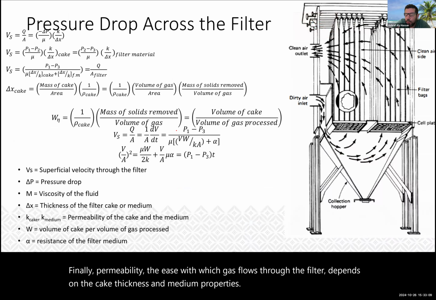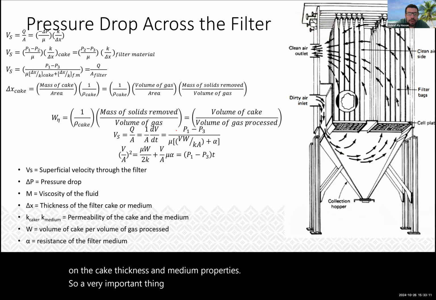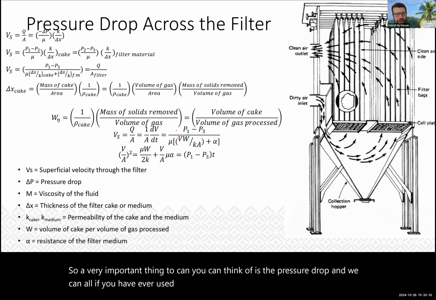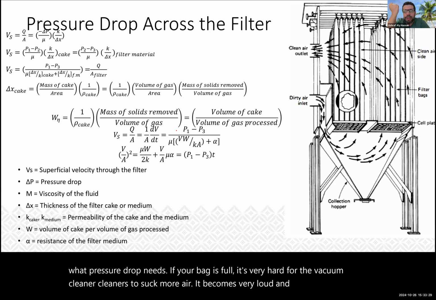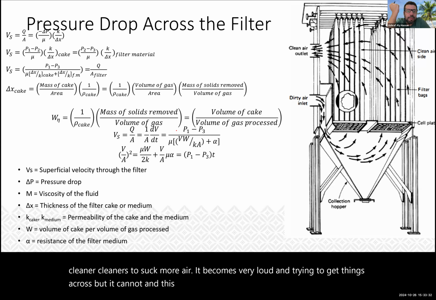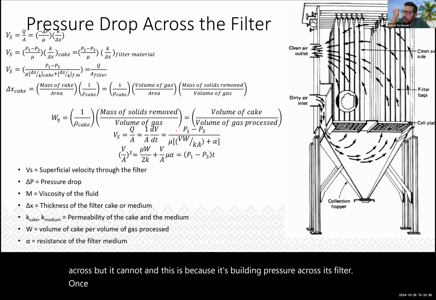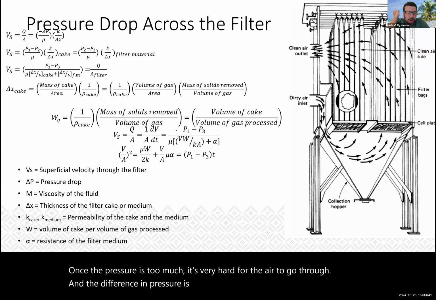So a very important thing you can think of is the pressure drop. And if you have ever used your vacuum cleaner at home, you will understand what pressure drop means. If your bag is full, it's very hard for the vacuum cleaner to suck more air. It becomes very loud and it's trying to get things across, but it cannot. And this is because it's building pressure across its filter. Once the pressure is too much, it's very hard for the air to go through. And the difference in pressure is what we call the pressure drop.